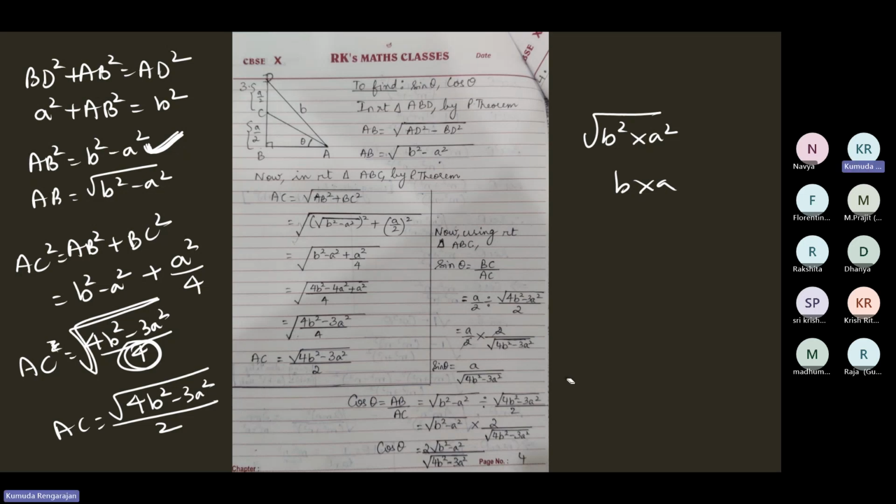Now find sine theta and cos theta. Opposite by hypotenuse, and adjacent by hypotenuse for cos theta. Any further questions regarding simplification, please ask me. You don't have to write it directly like this, children. You can start off the way I explained now. You don't have to write straight away that AB is the square root of whatever you see here. You can start off like this.